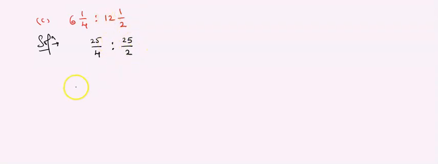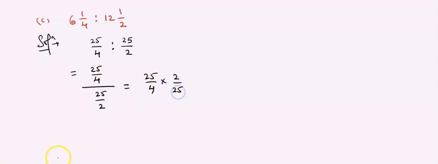Okay, plus 1 is 25. Now 25 by 4 is to 25 by 2. This can be written as 25 by 4 whole divided by, ratio means by, 25 by 2. That is equal to 25 by 4. This 25 by 2 comes to the numerator, it becomes 2 by 25. Then this 25 gets cancelled. 25 ones are 25, 2 ones are 2, 2 twos are 4.